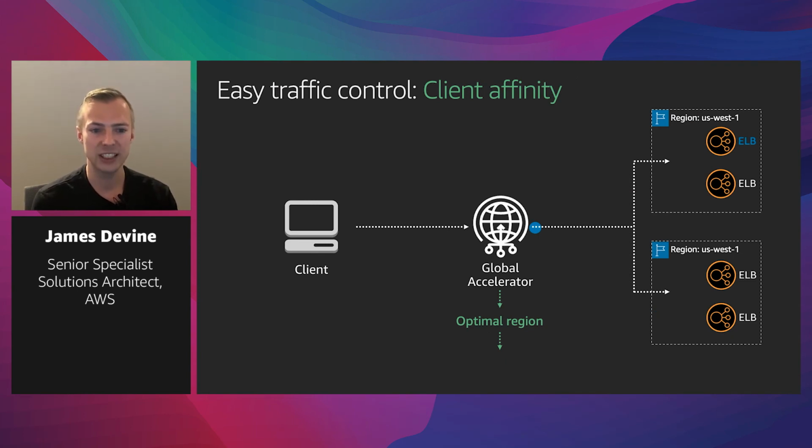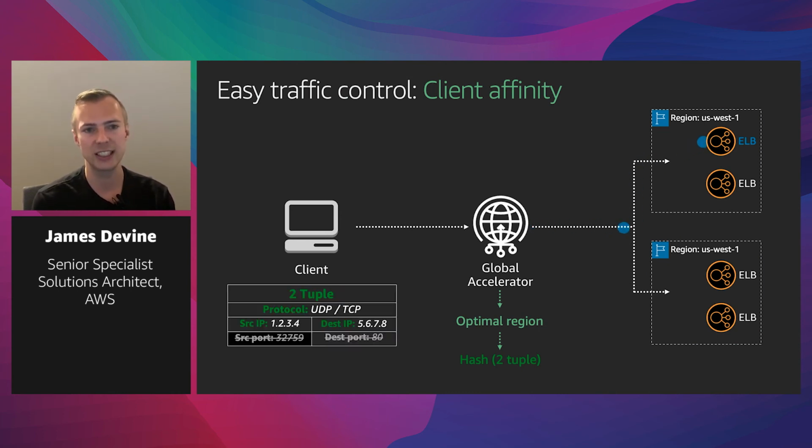Another option we have is client affinity. For applications that are more interactive and require back and forth connection with a stateful connection with the end user, this is a great option. So we'll still pick the optimal region for the application flow. And then from there, we'll look at the 2-tuple hash, not the 5-tuple hash. So we're essentially ignoring the source and destination ports. As long as the same source and destination IP is used, we'll redirect that traffic all to the same endpoint. So good for stateful applications and things like that.